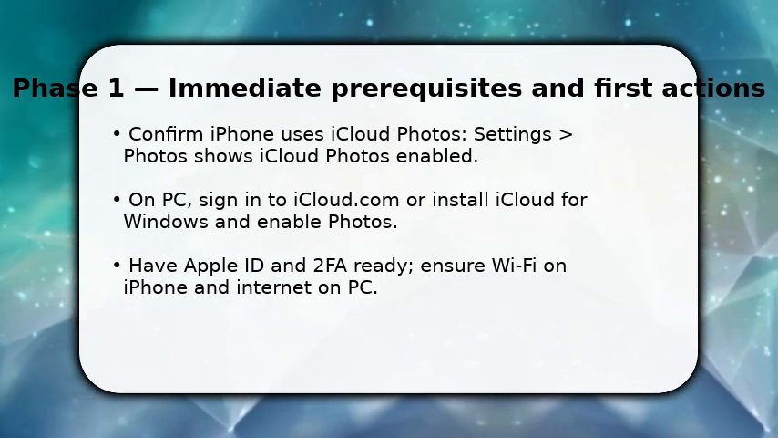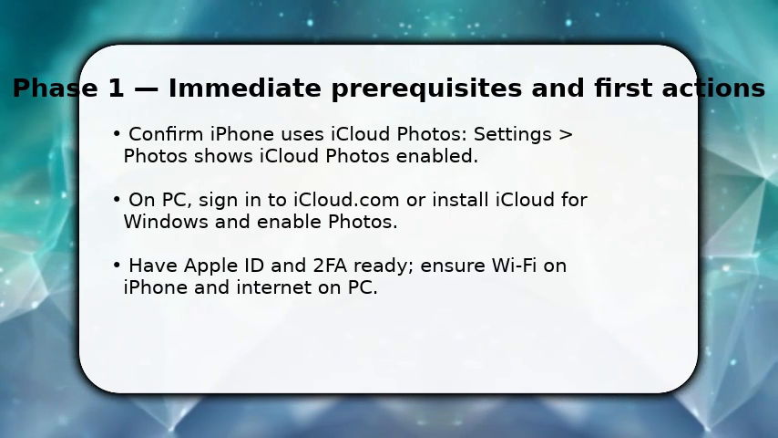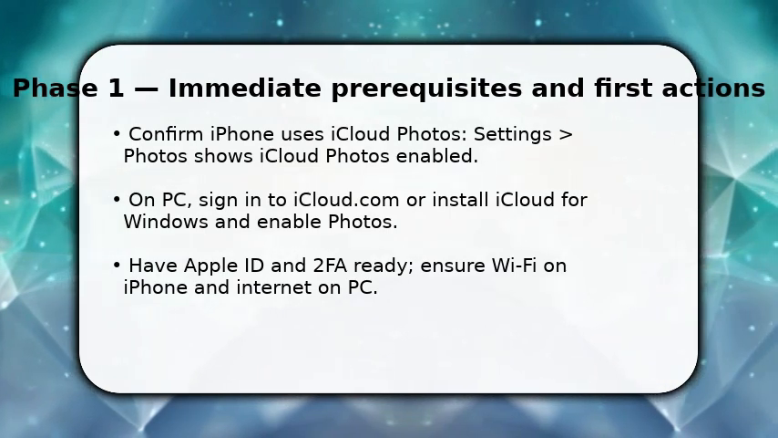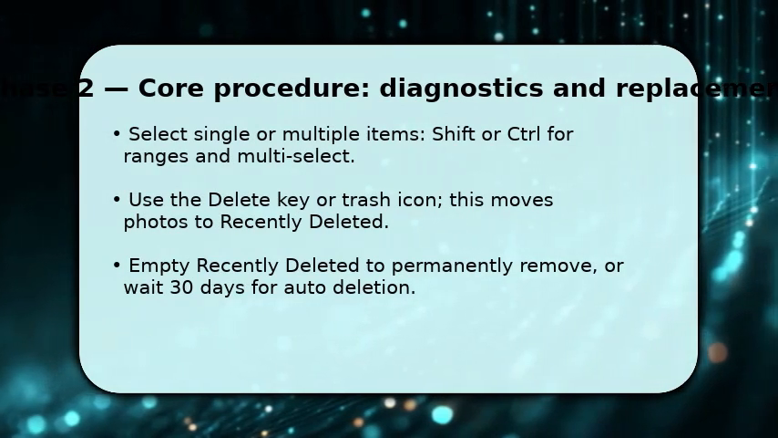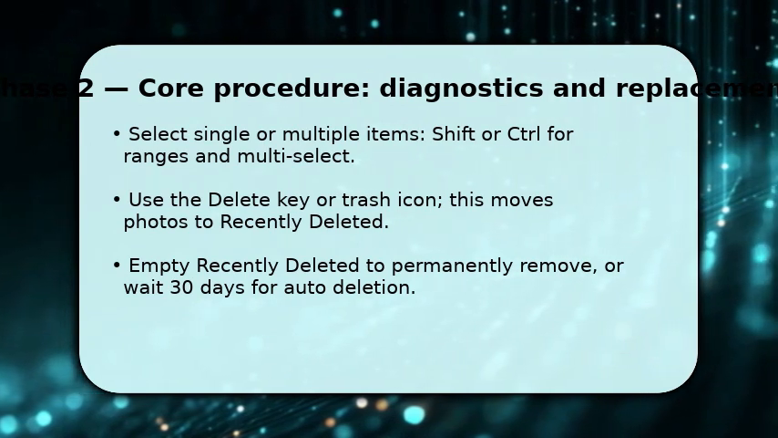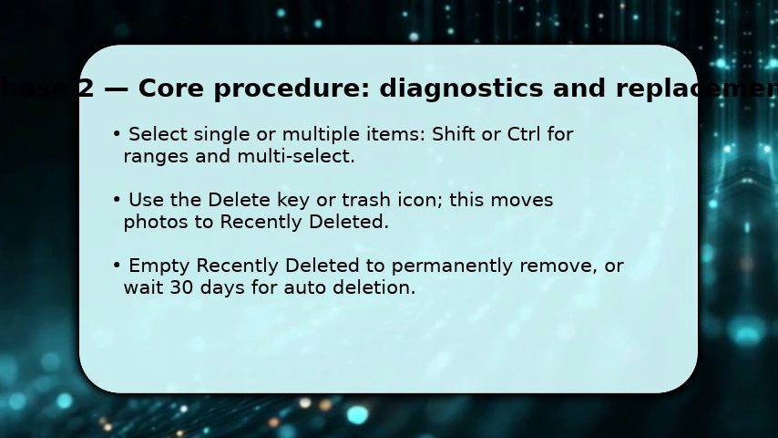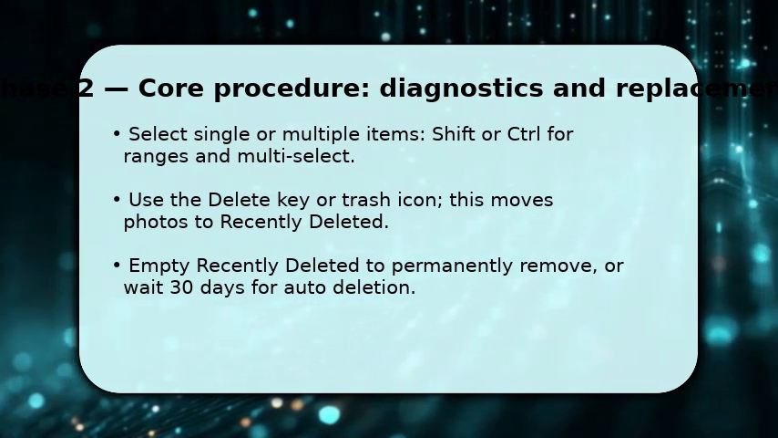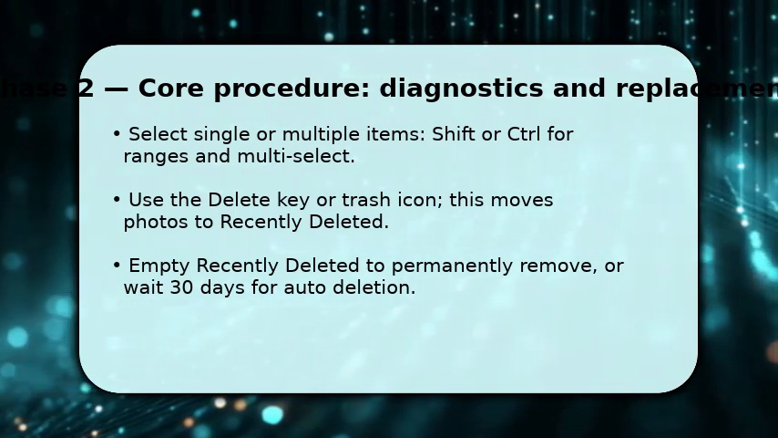Once done, open the Photos section on iCloud. Start removing images there, because that deletion propagates to the device. From iCloud Photos on the PC, select the images or albums to remove, use Shift or Control to pick ranges quickly. Then hit Delete or the trash icon. That action sends items to Recently Deleted, which still counts as storage until cleared.